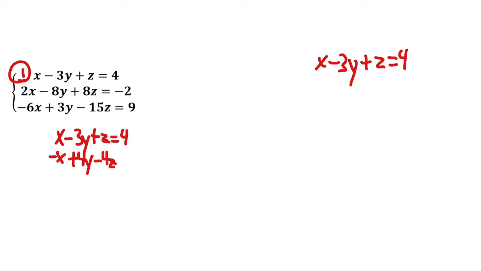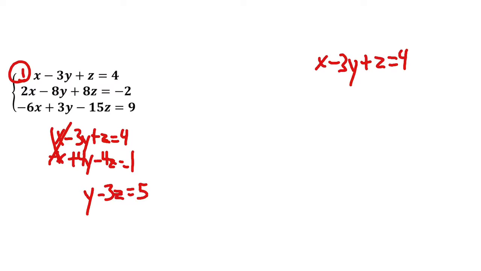I apparently can't say the word z. That plus 8z becomes minus 4z, and then negative 2 becomes just the number 1. The x's cancel out. Negative 3 plus 4 just leaves 1y, and z minus 4z becomes minus 3z. 4 plus 1 is 5.